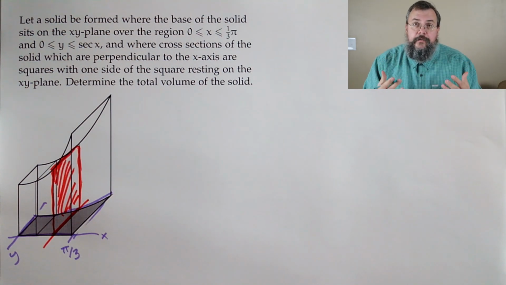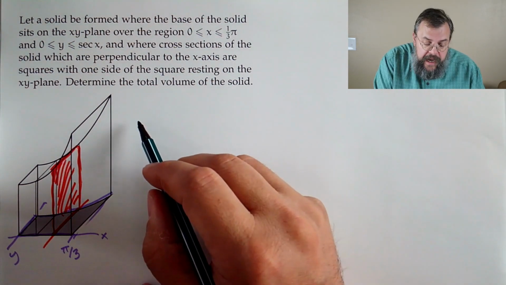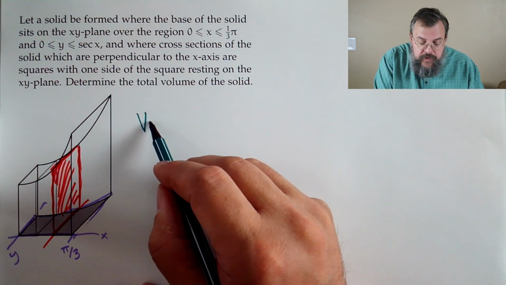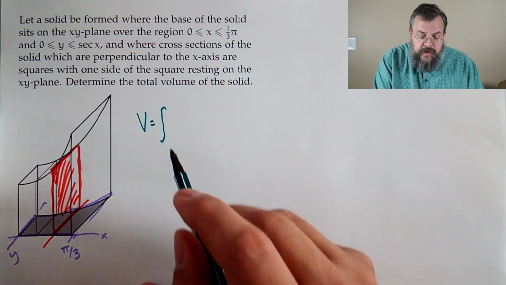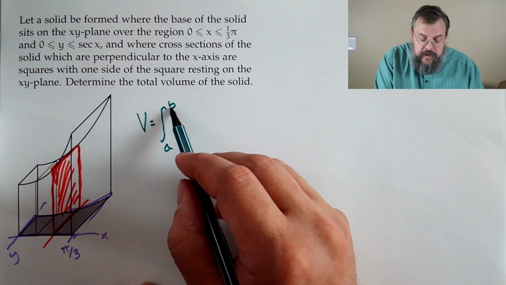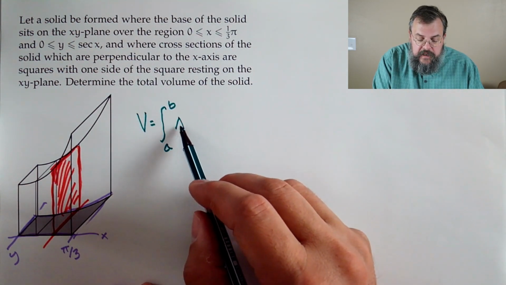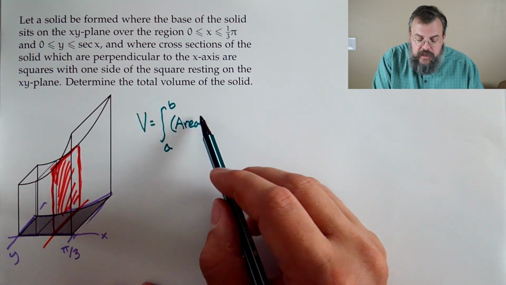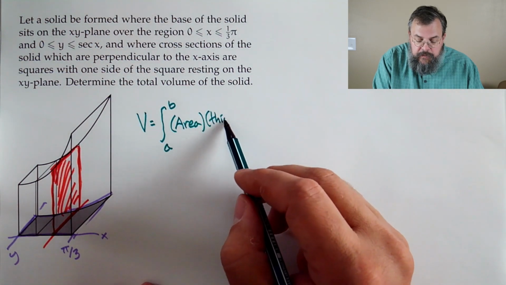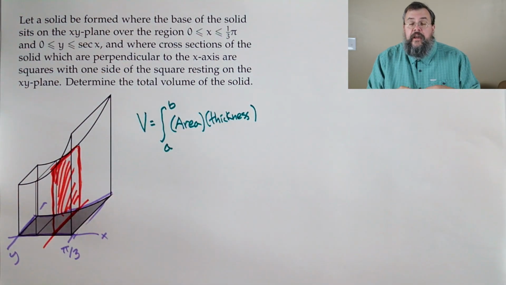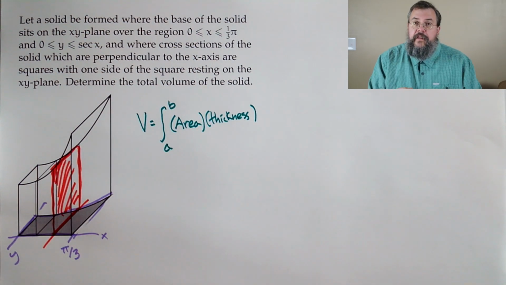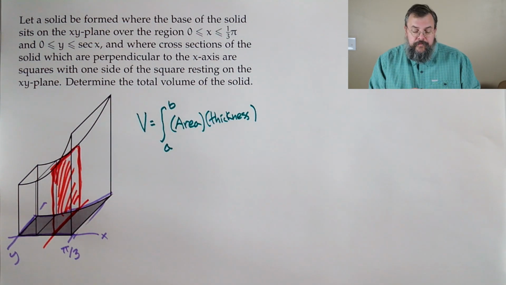So we say, okay, our volume should be found by adding up the little pieces of volume. So our volume is going to add up, which is our integral, from wherever we start to wherever we end. Then we're going to have the area of our cross-section and the thickness of our cross-section. If we take area times thickness, that's the volume of one little piece. And if we add up the volume of the little pieces, we get the total volume. So we need to fill in our parts.